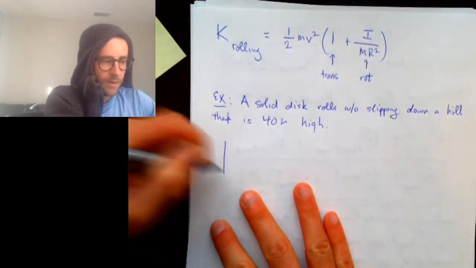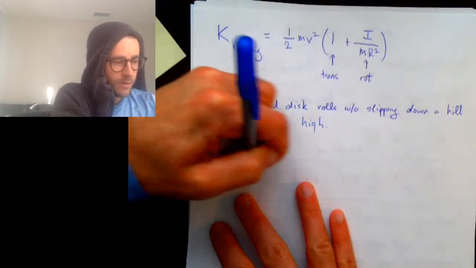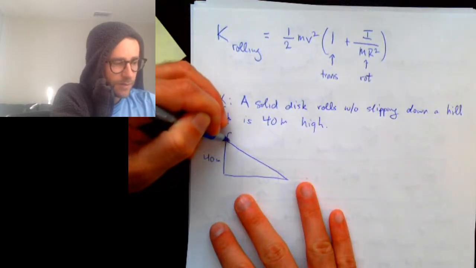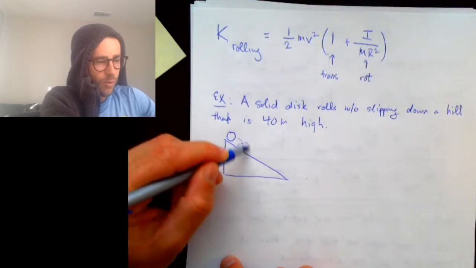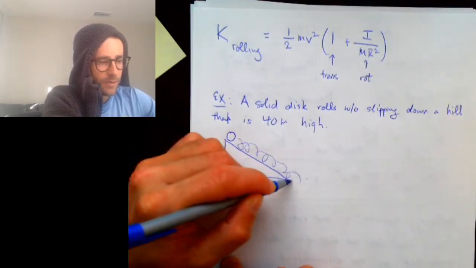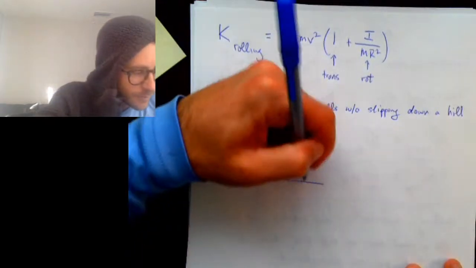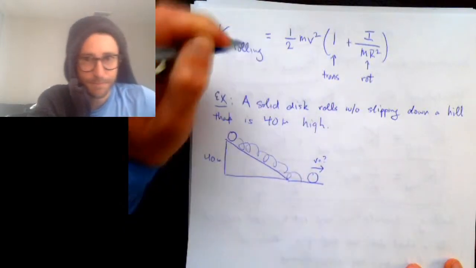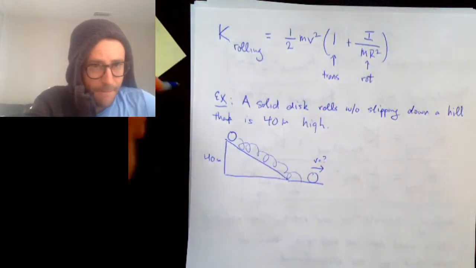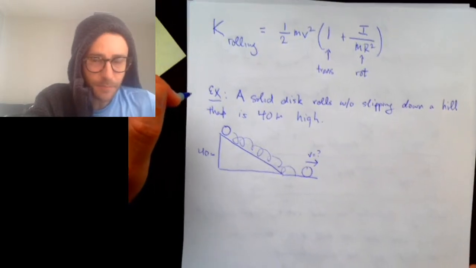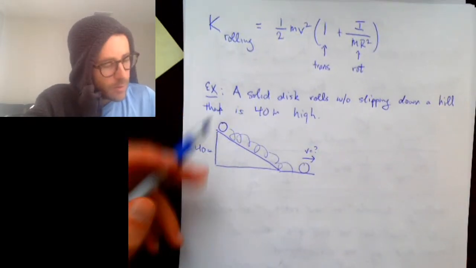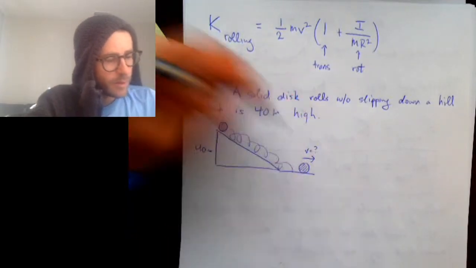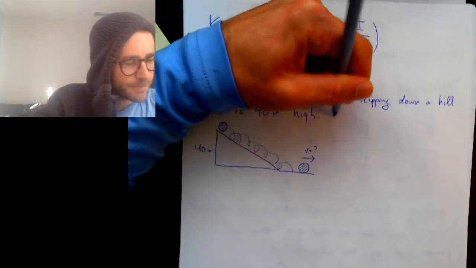So we have, here's the hill. The hill is 40 meters high. And you have this disc, and it's going to roll without slipping down the hill. And it's going to get to the bottom. And once it gets to the bottom, we want to know how fast is it translating. Okay. And this is a solid disk, so I will fill that in. It starts at rest.